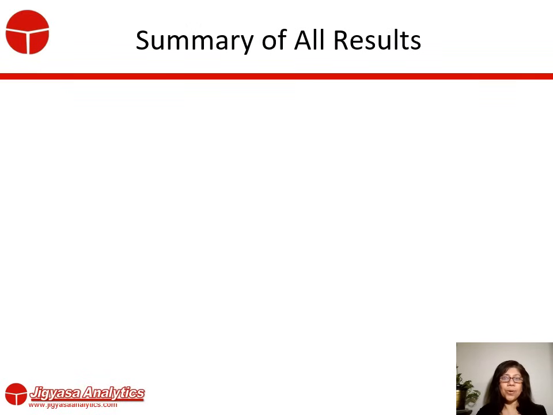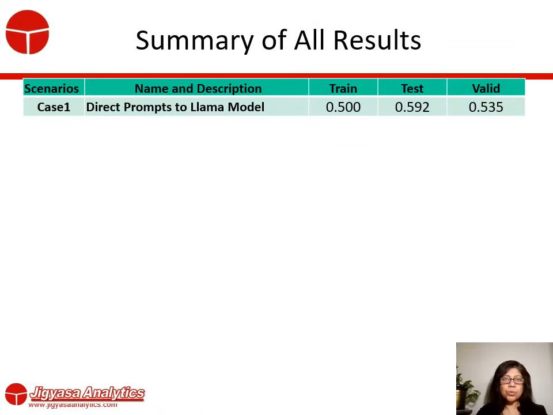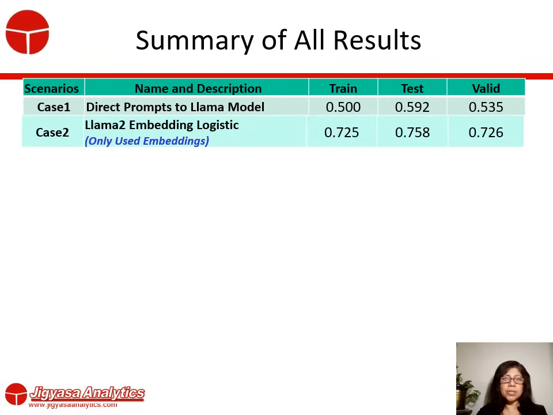On this slide, we show an overall summary of all the important results that we obtained during all our experiments. In our previous webinar, the first experiment that we performed was to directly give a prompt to the Llama model, and we found that the predictions from that model were not much better than a random guess. This result is shown on this slide as case 1. At that time, we were also able to extract embeddings from the Llama model, and we used the embeddings from the Llama model to build a logistic regression model, and those results are shown on this slide as case 2.